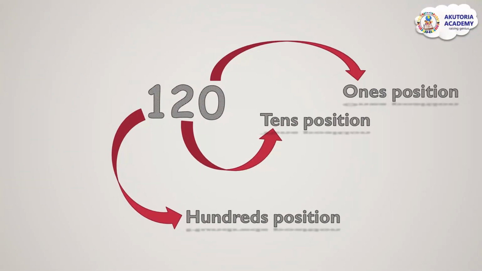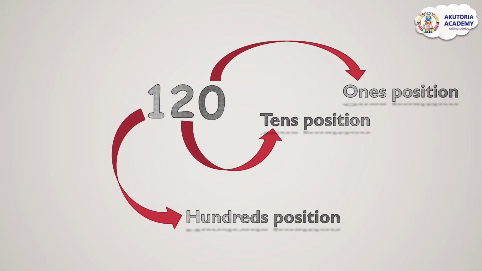Now, we have 120, and from the numbers displayed, 0 is in the ones position. The ones position is the smallest unit position a number could be in. And in this position, to get the value of the number, we have to skip count in 1. That is from 0 to 1, from 1 to 2, and so on.